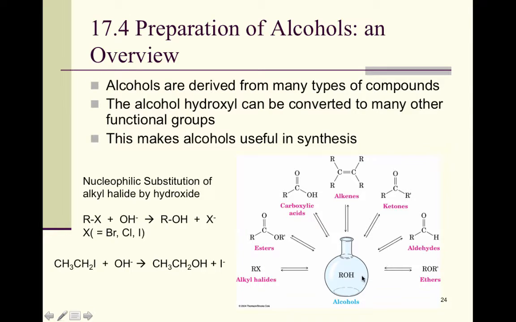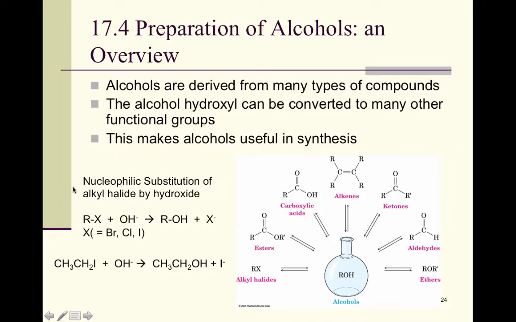Taking a look at this graphic over here, I have alcohol, and we can see that it can be converted to alkyl halides, esters, carboxylic acids, alkenes, ketones, aldehydes, and ethers. Notice that these are all reversible reactions, so we can also start off with these and form alcohols. So we're going to see a lot of reactions of making alcohols and reacting alcohols.